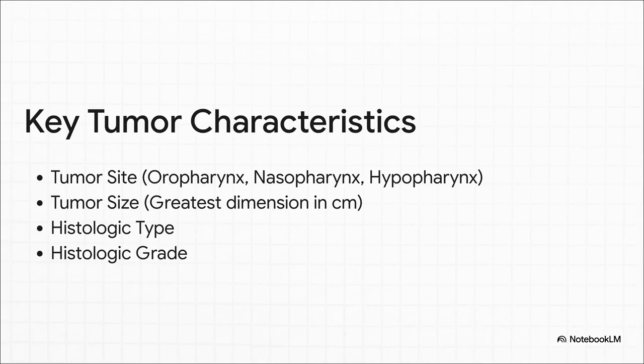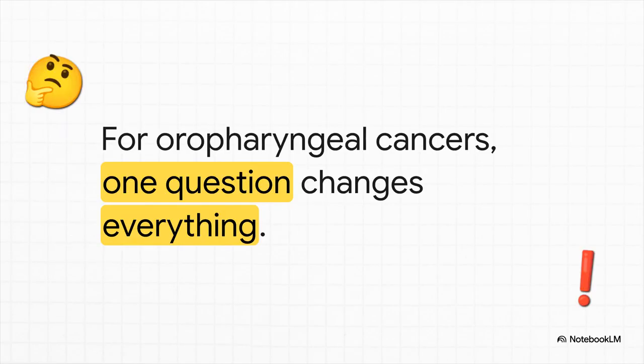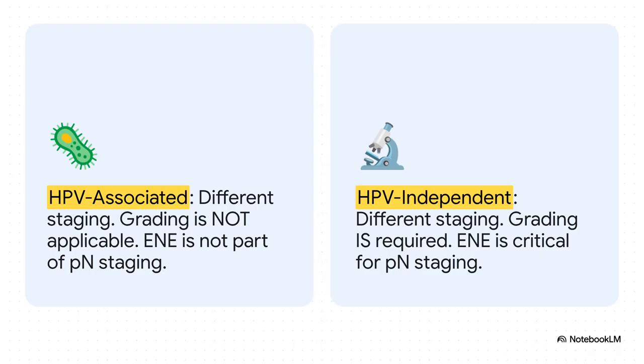These are kind of the basic building blocks for your report, but for oropharyngeal cancers, you're about to hit a major fork in the road. And I'm not exaggerating here. There is one single question that will completely change how you report, grade, and stage the entire case. And this is that critical divide. Is the cancer HPV-associated or HPV-independent?